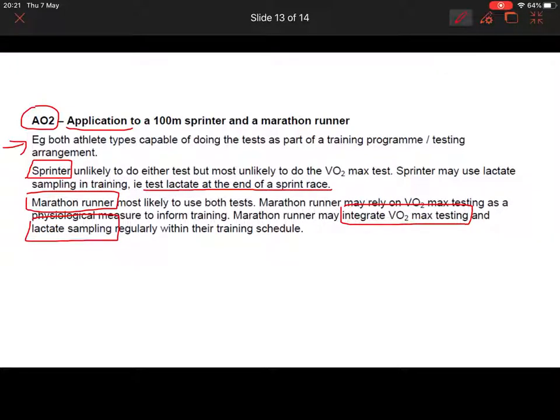So sprinters are unlikely to do both, but they could use lactate sampling in training, as it says there. Marathon runners are most likely to use both tests. They can integrate VO2 max testing and lactate sampling within their regular training schedule.